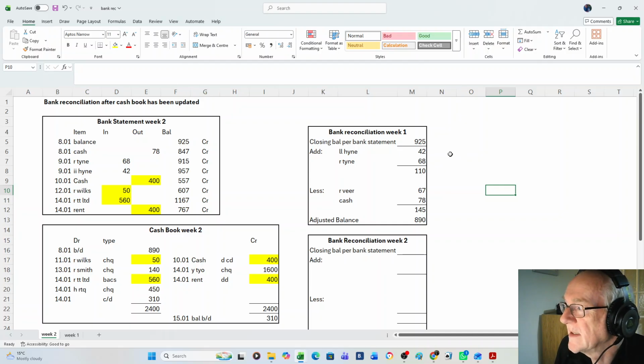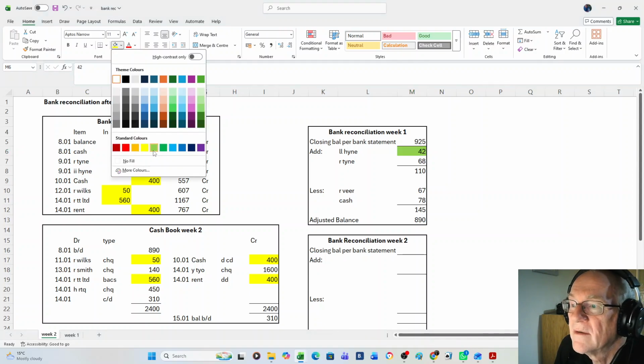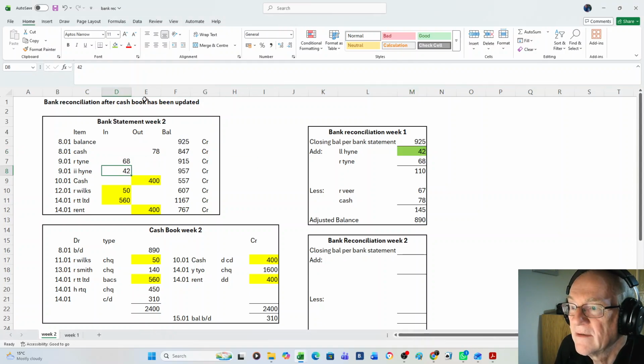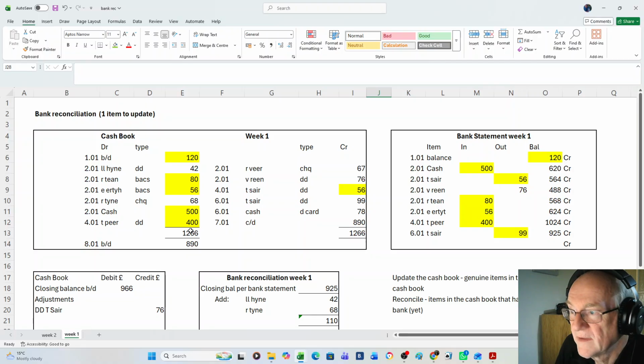We can take, for instance, the 42, give it a different colour. We're happy with it because it's there, so we don't need to worry about updating the cash book. It's these items that students lose marks sometimes updating, and they were in the cash book. We know where they were in the cash book. They're in week 1. There they are, 42, 68. The 78 it's already been done. We don't need to put it in the cash book.